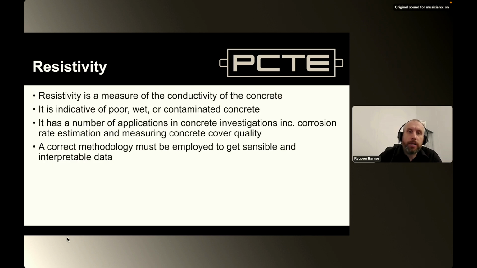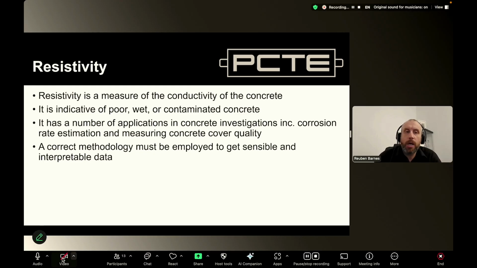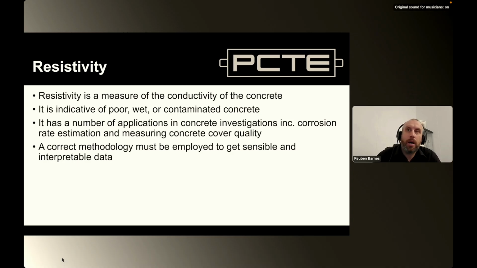So resistivity is a measure of conductivity of the concrete. It's indicative of poor concrete, wet concrete, or contaminated concrete. It has a number of applications in corrosion investigations, such as corrosion rate estimation and measuring the cover of concrete. It's also used in cathodic protection installation. It can be used for many other tests as opposed to just corrosion investigations. And obviously you've got to understand the correct way of doing these measurements.